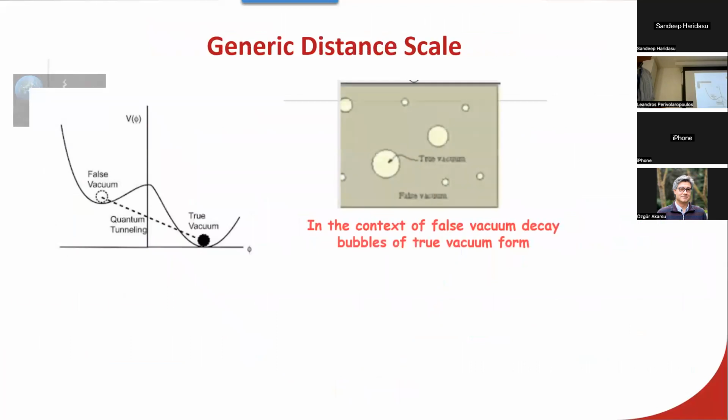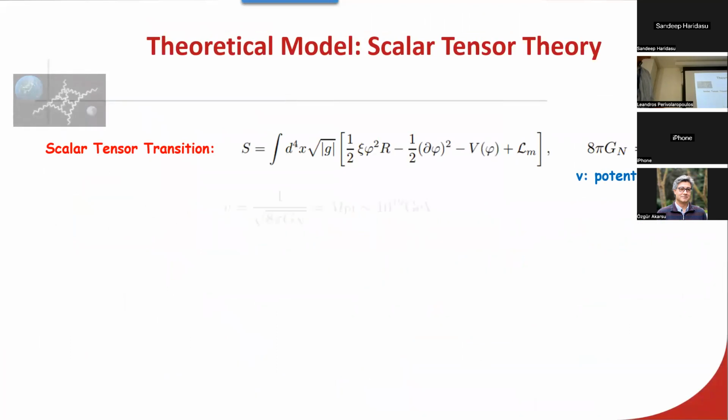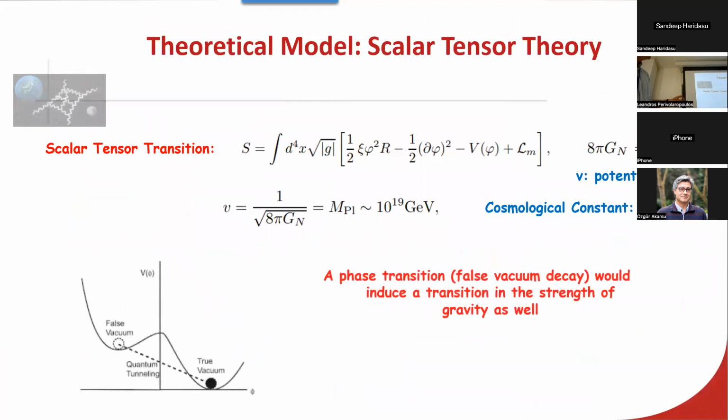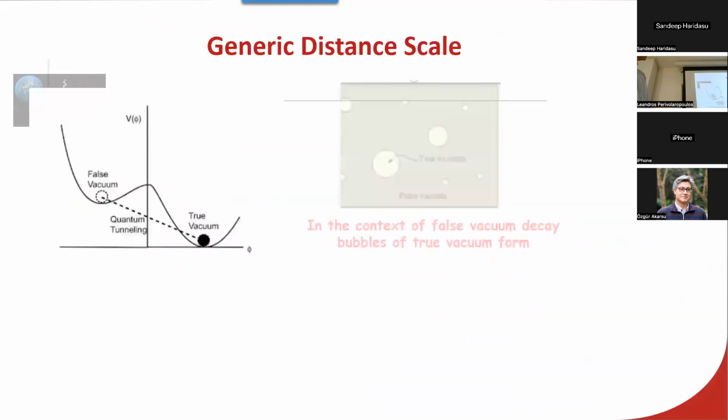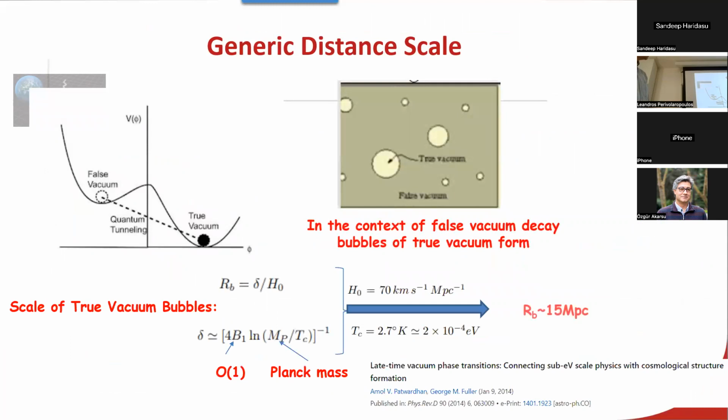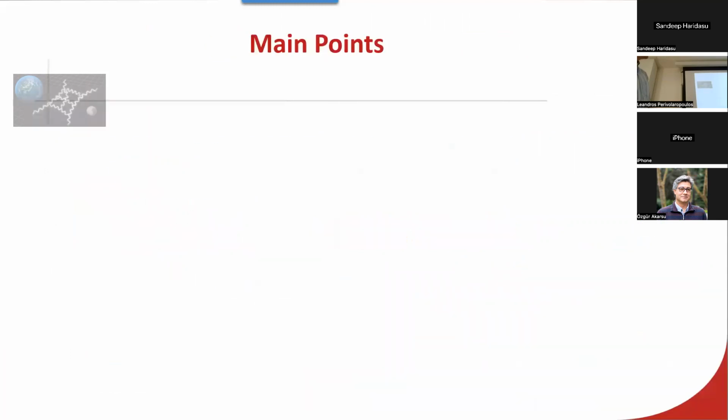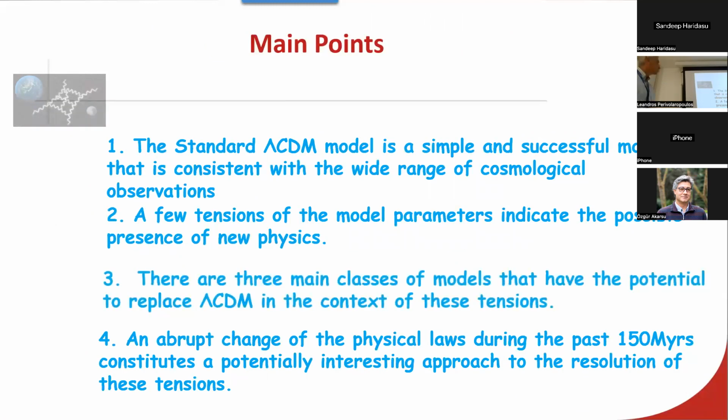So anyway, this is a model which can induce this kind of transition through standard tensor theory, through a first order phase transition, false vacuum decay. I will not have time to say anything about that. But here are the main points of this talk. Thank you for your attention.